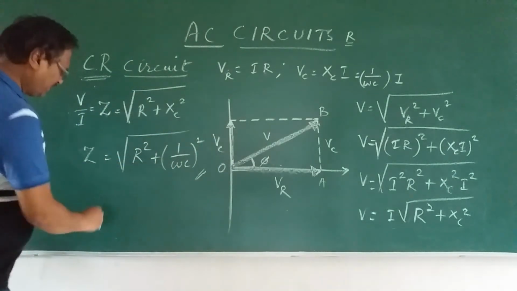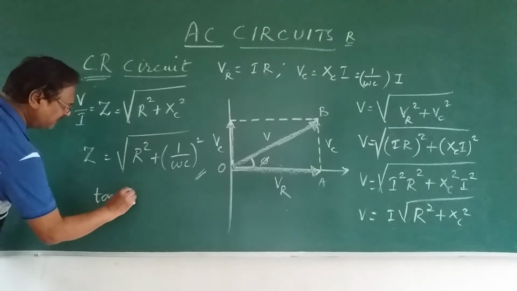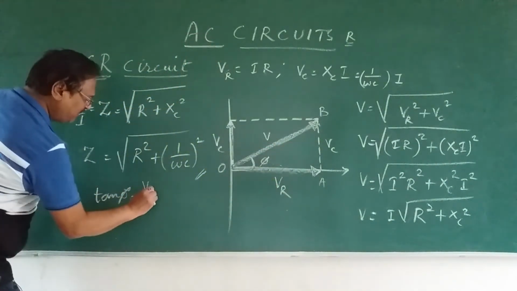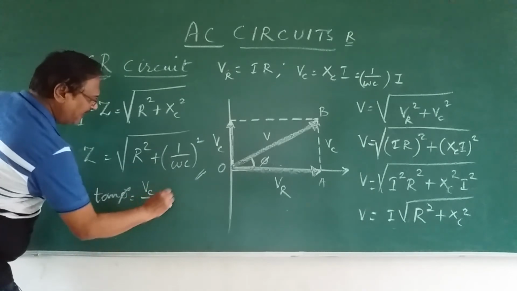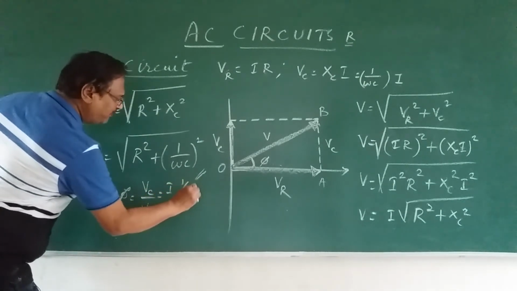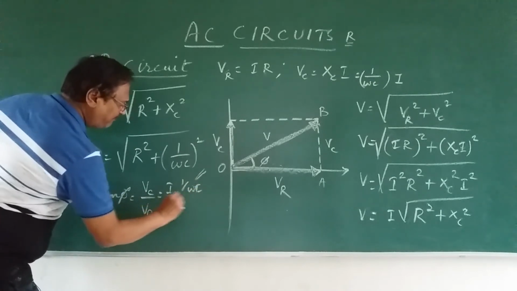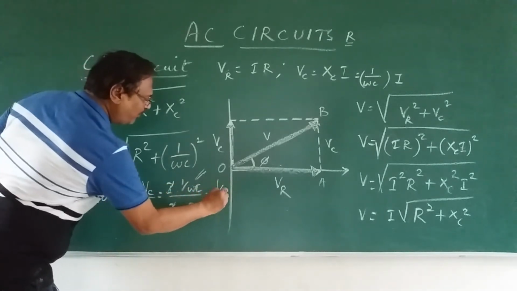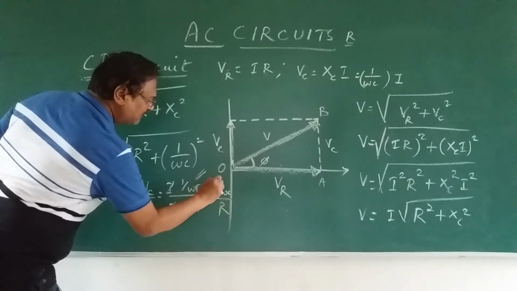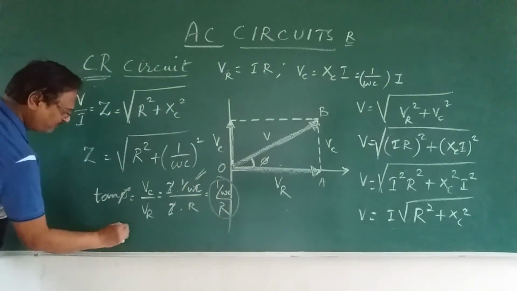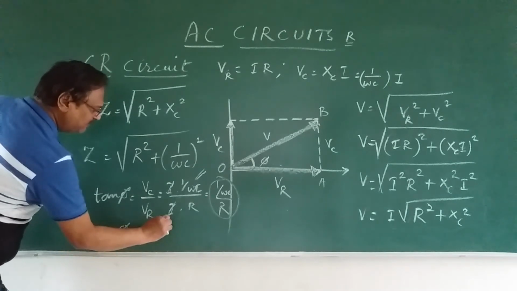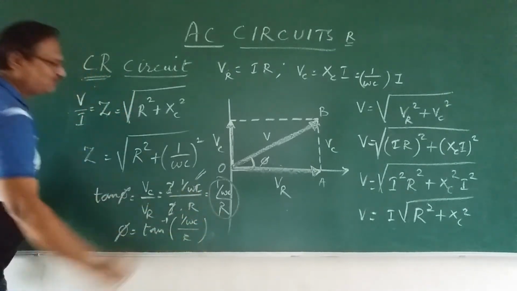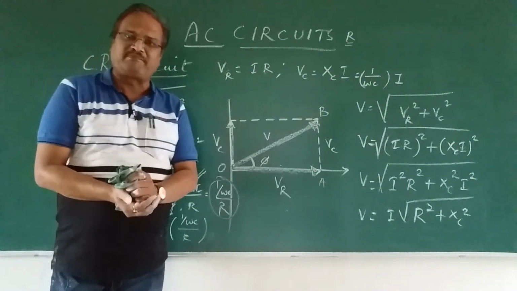As usual, tan phi is opposite side by adjacent side, that is VC upon VR, which is I into 1 upon omega C divided by I into R. I gets cancelled, giving 1 upon omega C R. This is tan phi, or phi is equal to tan inverse of 1 upon omega C R. This is what we should remember.